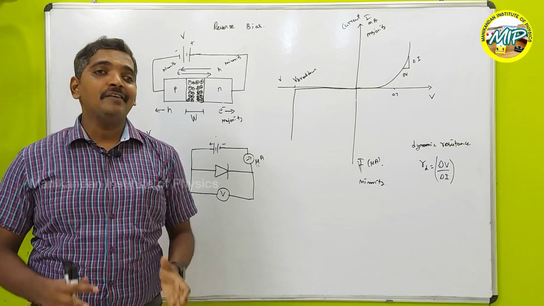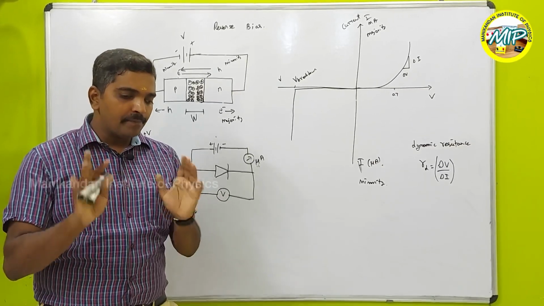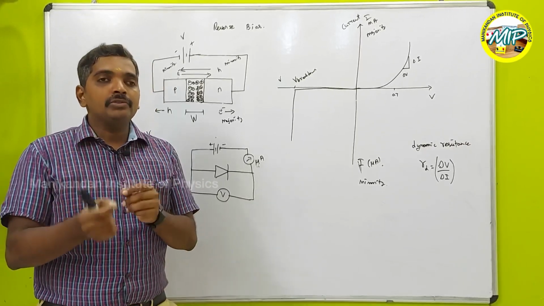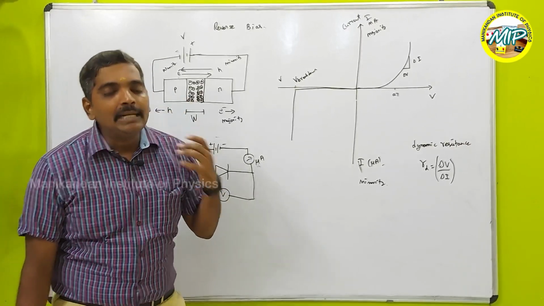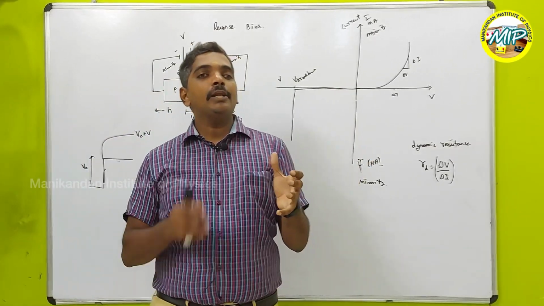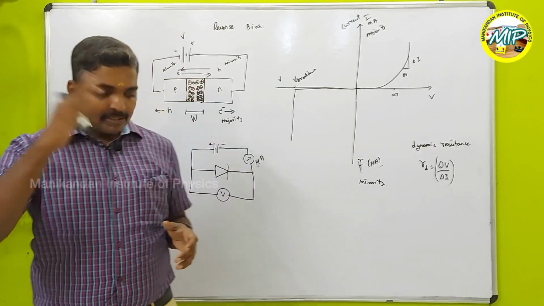So this kind of special function diode is called a Zener diode. This is also the same PN junction diode, but it's heavily doped. Those diodes we use in voltage stabilizers. Whatever the input current, your output potential should be constant. Those things we will discuss in the next class.